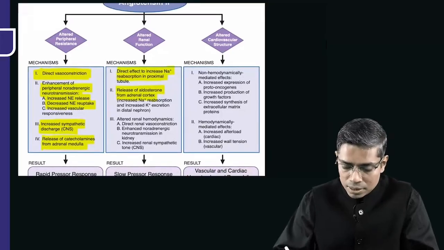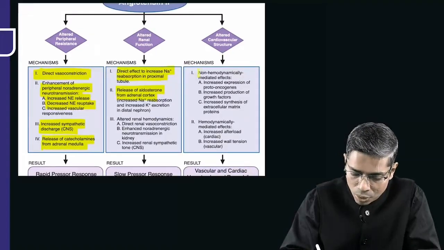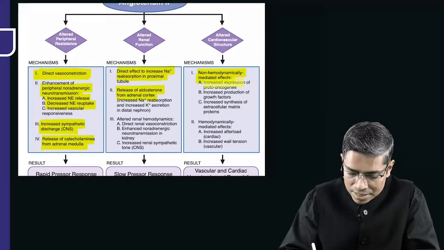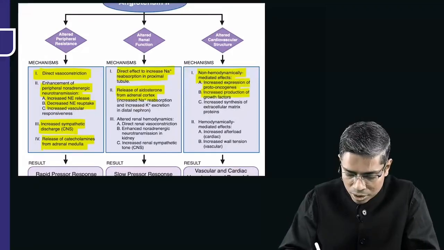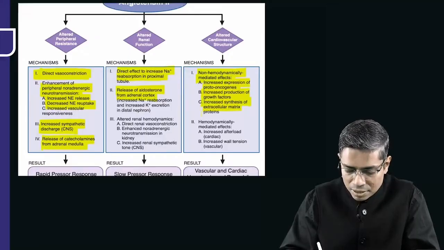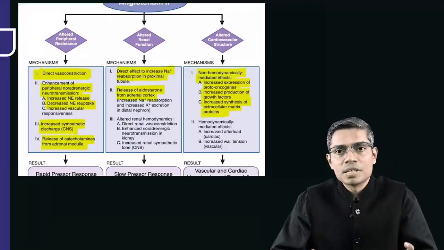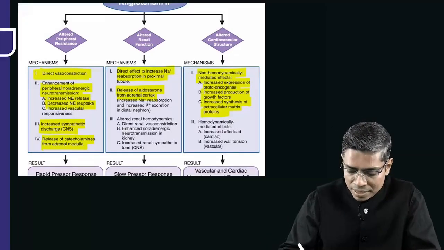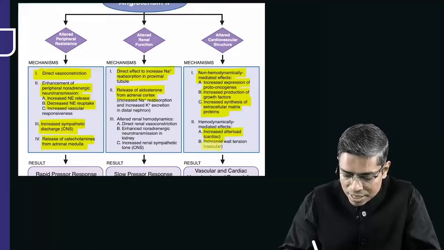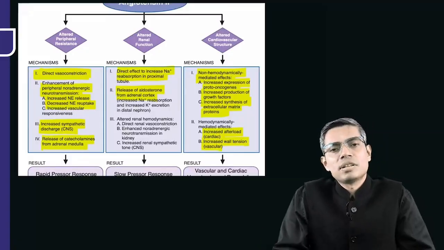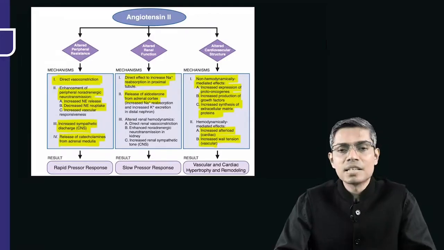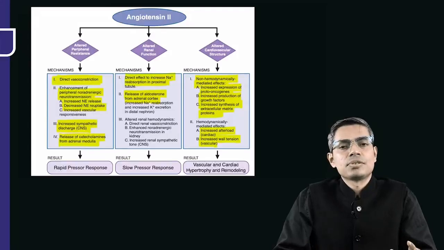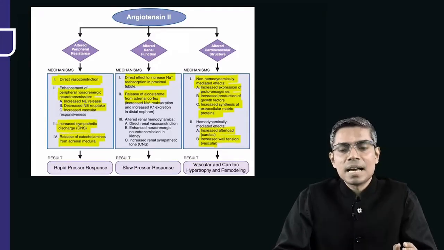And if you look at the long-term effects, non-hemodynamically mediated effects are also there. What are those? Increased expression of proto-oncogenes, increased production of growth factors, and increased synthesis of extracellular matrix. In this way it can cause remodeling of certain organs like the heart. So you have to remember that it causes remodeling of the cardiac chamber as well as remodeling of the vascular wall. In this way angiotensin II has many effects. You have to remember some of these effects for your MCQ. So this is all about your GFR and its regulation.